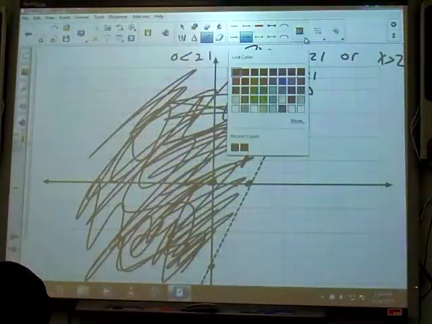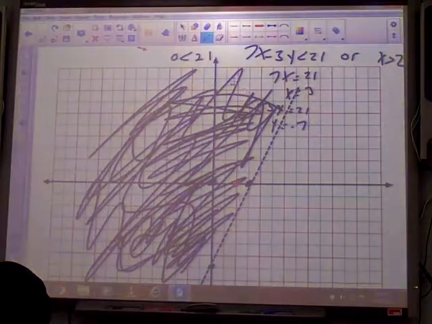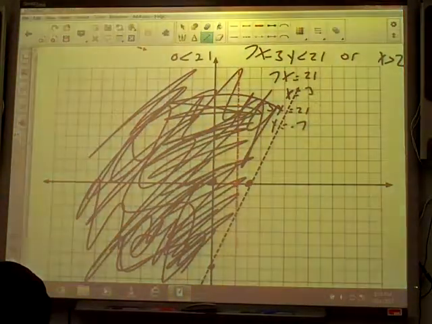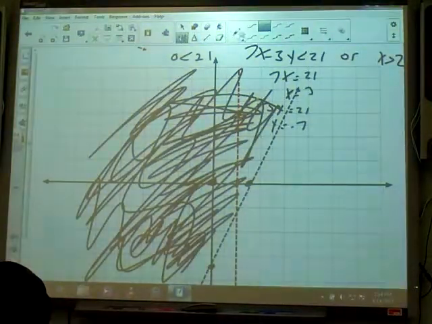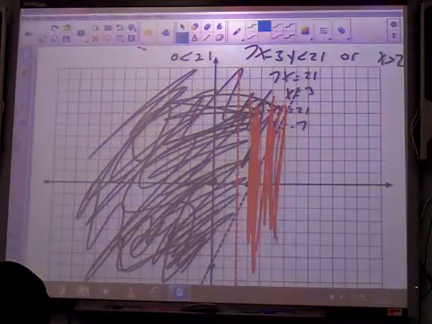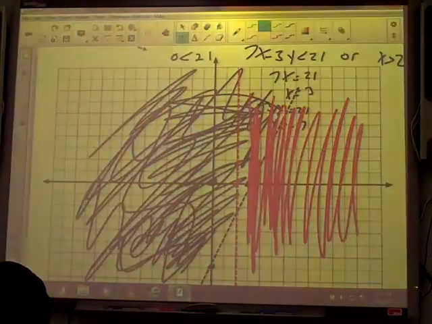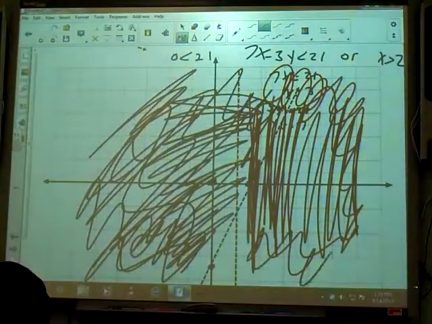Is it going to be horizontal or vertical? Vertical, so I'm going to have a vertical line through that. Greater than 2 goes to the right of that. So I'm over here, all on the right, up there and down here.